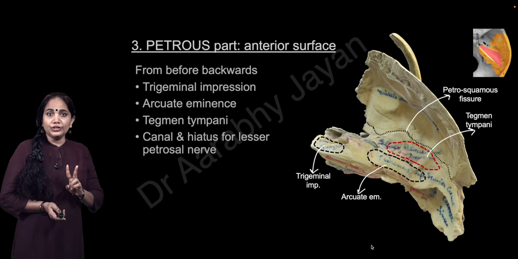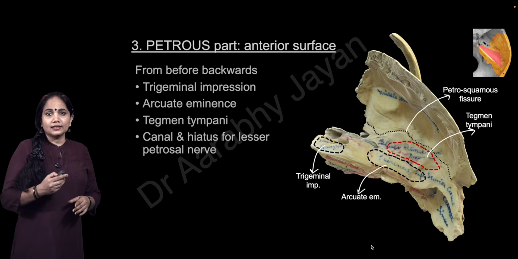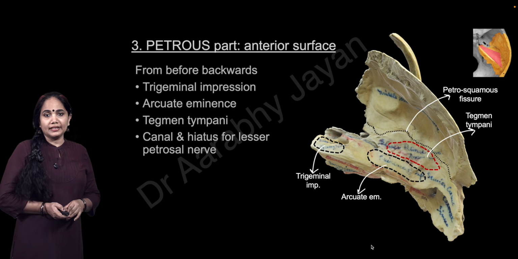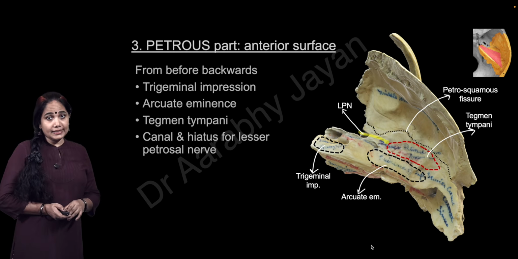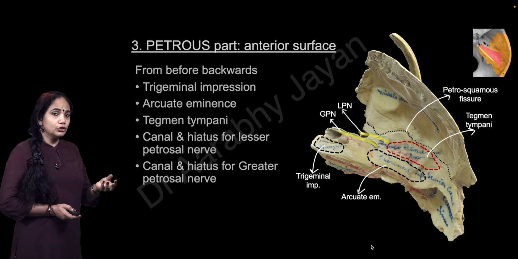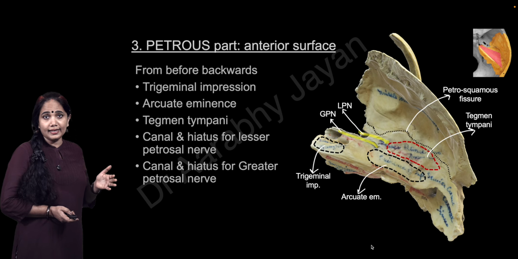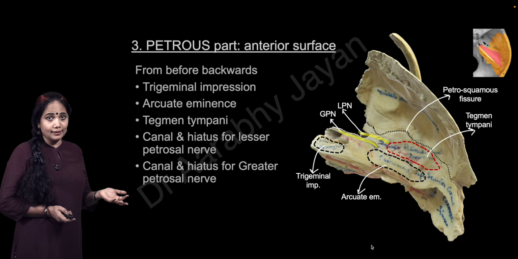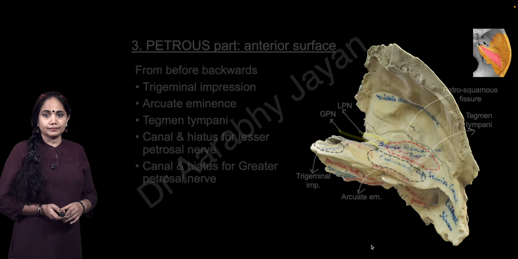Now, we have 2 nerve canals also located on the superior surface. Laterally, slightly anterior to the tegmen tympani, we have the canal and the hiatus, or the opening, for the lesser petrosal nerve, which is over there. And medially, we have the canal and hiatus for the greater petrosal nerve. So the lesser petrosal nerve comes out through this canal and through this hiatus, passes through the canal and goes to the foramen ovale. And the greater petrosal nerve enters the foramen lacerum.